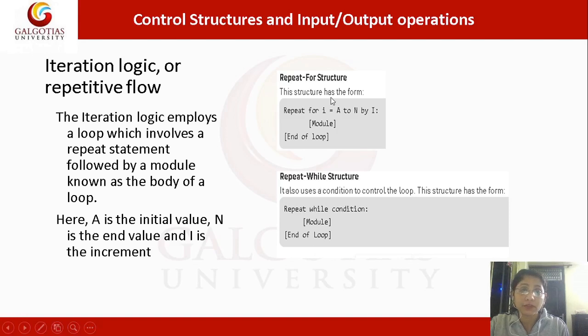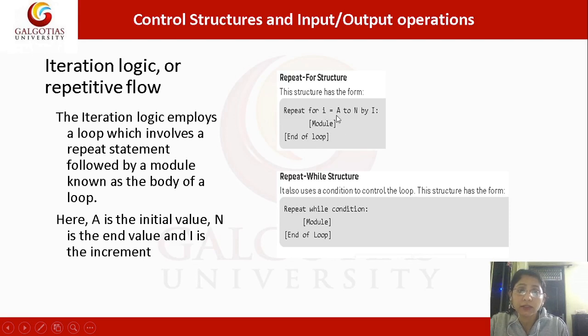For example, if you see, there are two ways by which we can allow our program to have an iteration logic or repetitive structure. One is the repeat for structure, another is repeating using the while structure. So for structure either you can use, or while structure. In case of for structure, as has been in your example, for I is equal to a to n, then you are going to execute the module, whichever module you consider.